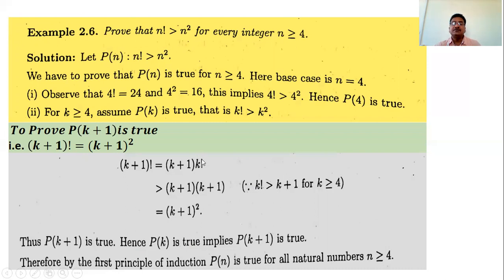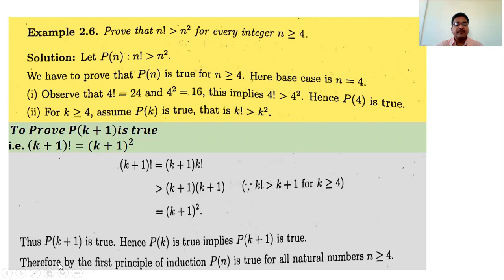So write here k plus 1 factorial as k plus 1, replacing this k factorial with k plus 1. But what is the sign? It is greater than, because k factorial is replaced by a smaller quantity, since k plus 1 is smaller than k factorial. So write the greater than sign here. This side is larger than this side, and this k plus 1 times k plus 1 becomes k plus 1 square. And so what we have? k plus 1 factorial is greater than k plus 1 square, and that is, the result is true for k plus 1, and hence Pk is true implies Pk plus 1 is true.